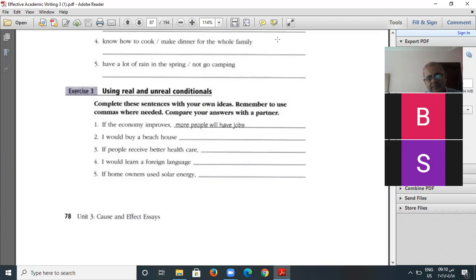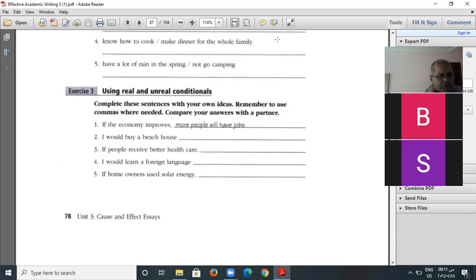I would learn a foreign language if I could go back to school. Real or unreal? Real. Right. What does real say? What would it be in the if clause? Present. Past.